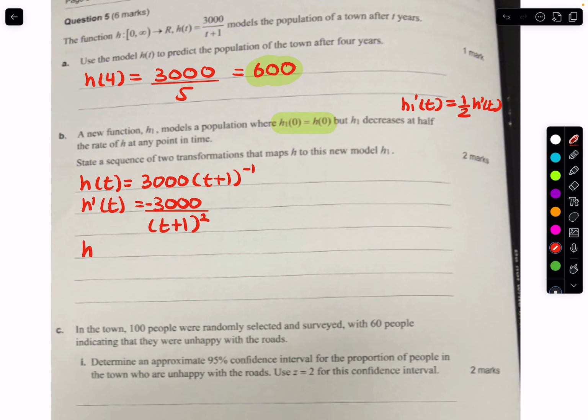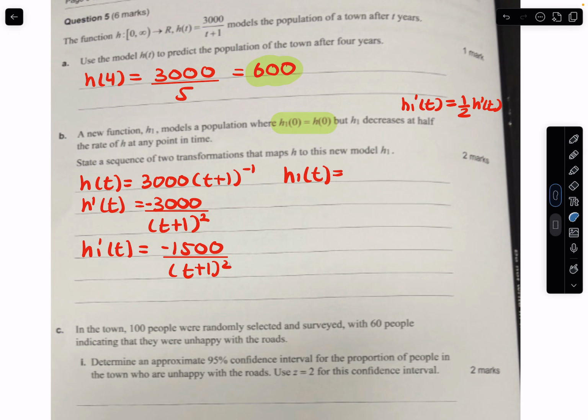So because we know this expression, if you times it by half, it will give us h1 dash of t, which gives us negative 1500 over t plus 1 squared. What we can do from here is anti-derive it to go back to the original. So we can get the equation of h1 of t. We're anti-deriving this, so just make this easier by putting it over here, making it negative 2.